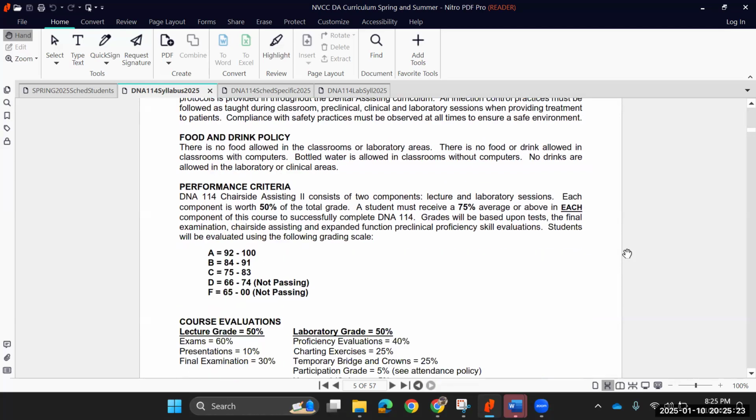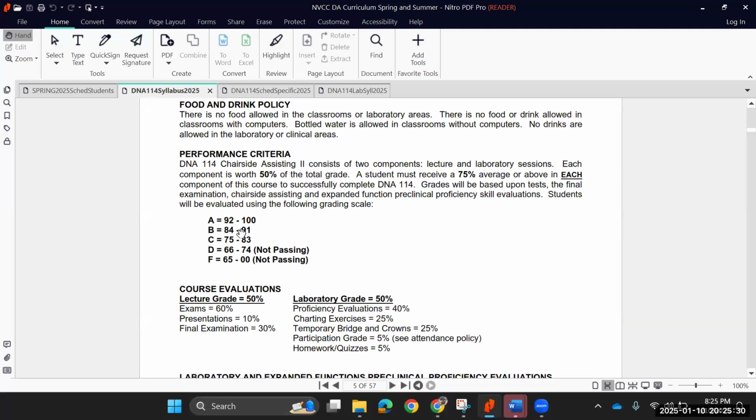Just as in DNA 113, the same thing is for DNA 114 when it comes to the grades. I want you to look at this again. In order to get an A, you have to have a 92 or up, a B 84 and up, and a C 75 to 83. Now remember, passing is 75. I want you to take a look at the lecture grade and lab grade. They're both considered 50-50. Your lecture grade, notice that the quizzes aren't in your lecture grade, but they're in your lab.